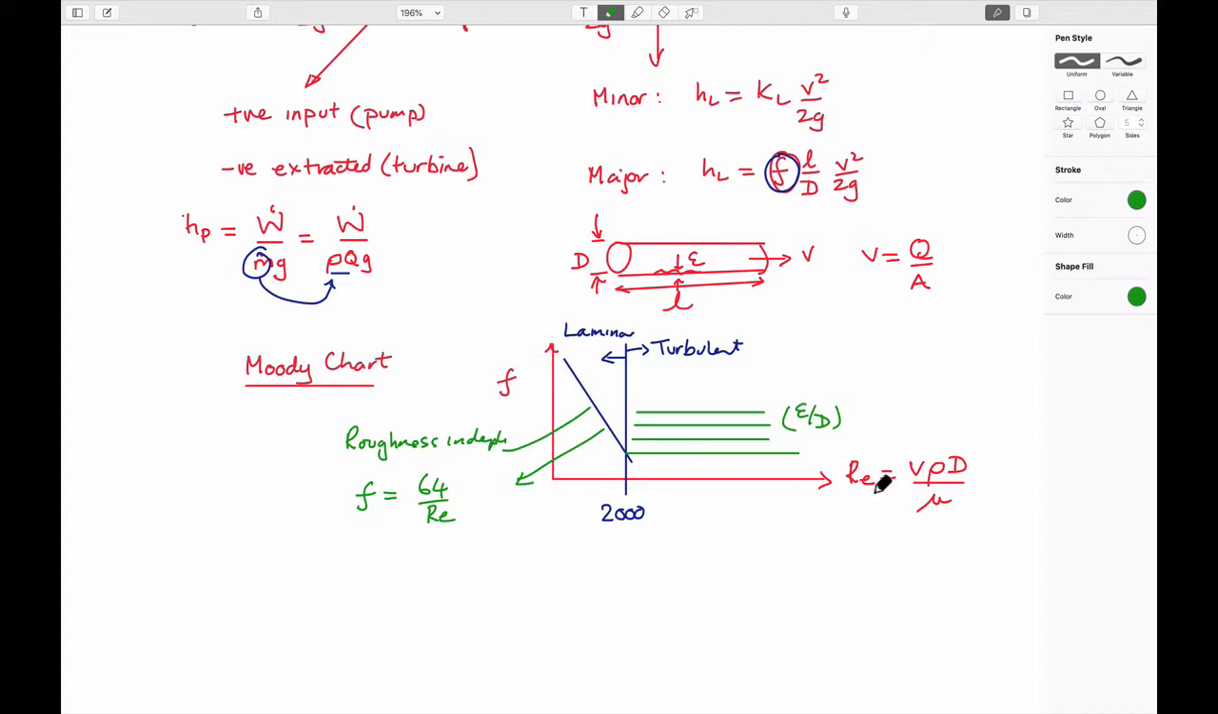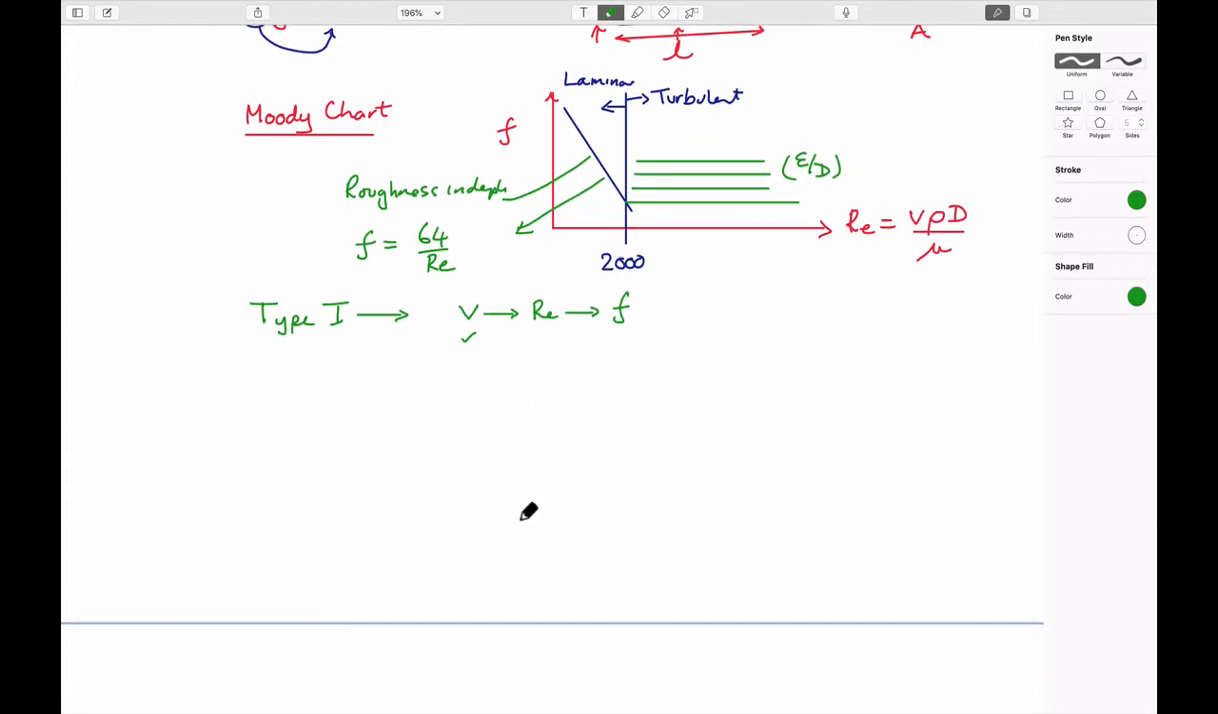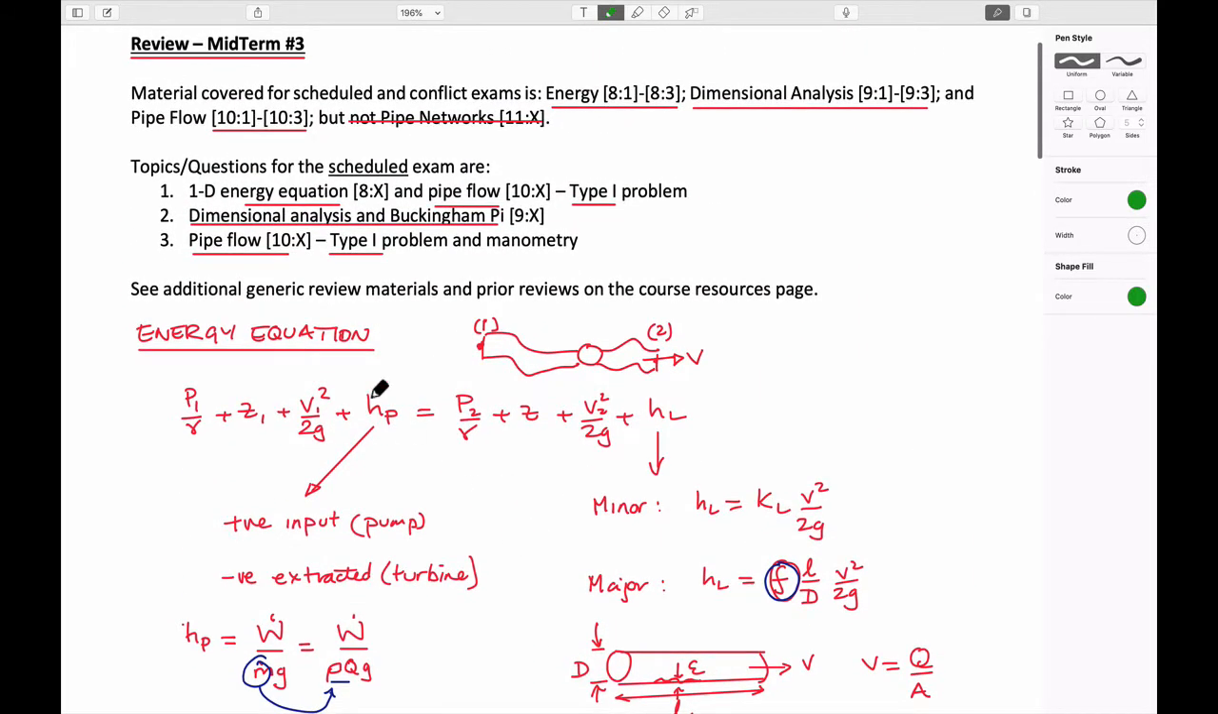So that is pipe flow. I did mention above that the problems are so-called type 1 problems, which means that typically velocity is known, and from that you can calculate a Reynolds number, and from that Reynolds number you can calculate a friction factor through Moody, and then solve the system using that. So that takes care of at least 2 out of 3 of the problems.